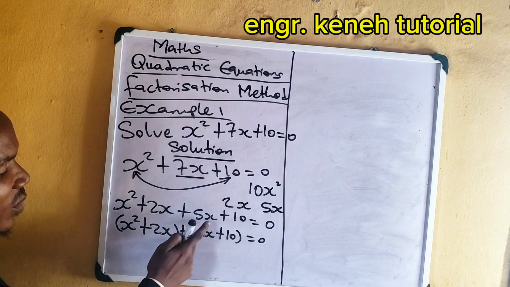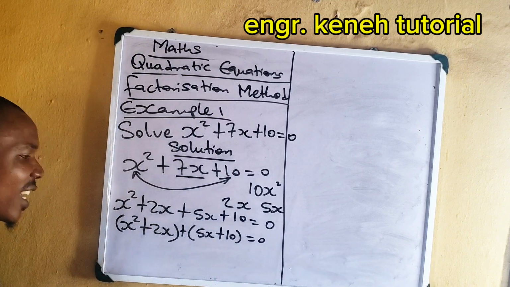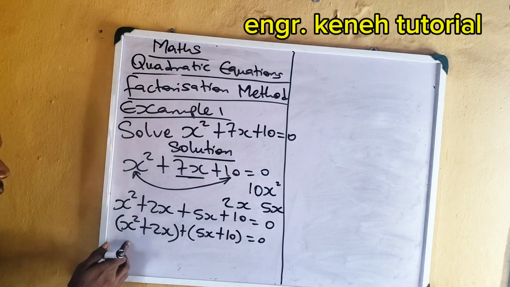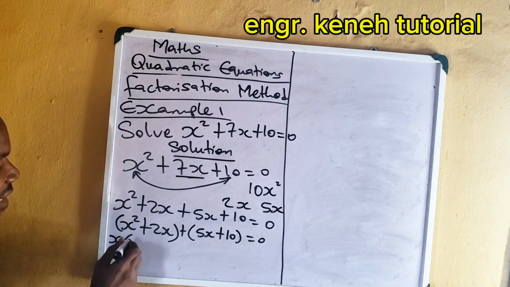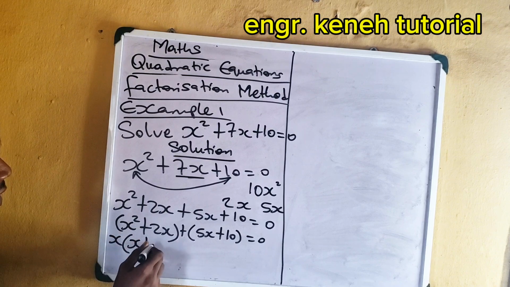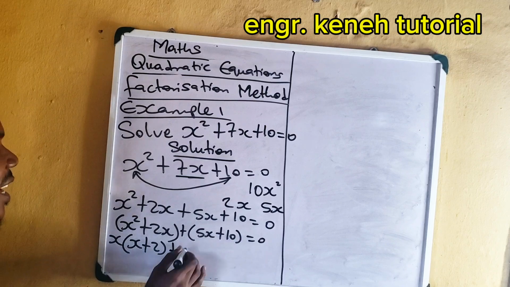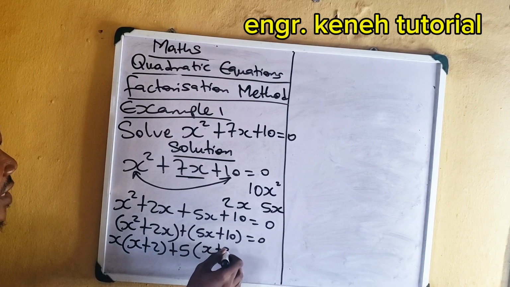So this times this will give us this, and this times this will give us this. In this situation, it has the same meaning as this one. So I'll ask myself, what do they have in common? These two have x in common. I'll bring x outside. Then I have x plus 2 left here. Plus, what do they have in common here? They have 5 in common. I'll write 5 here, then this one has this, and this one has this.